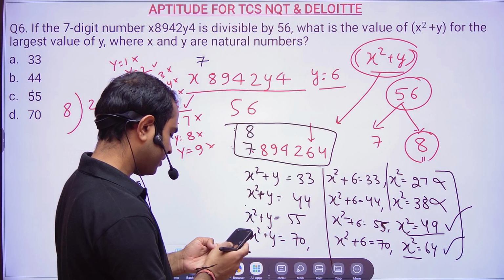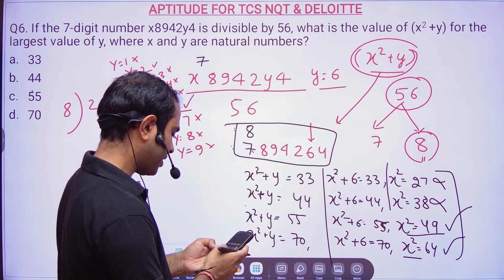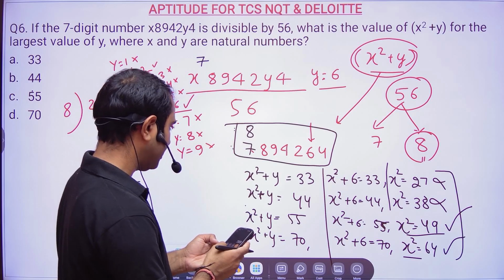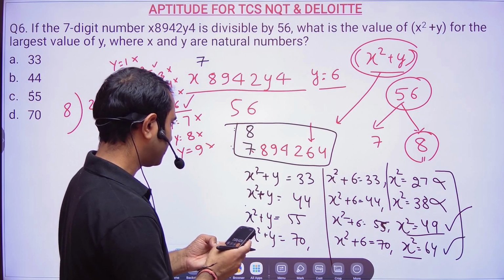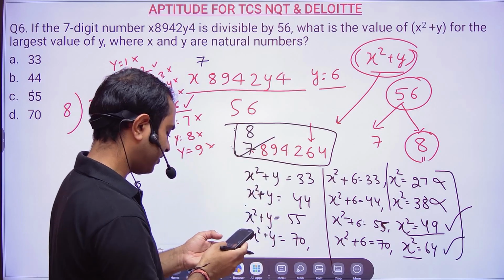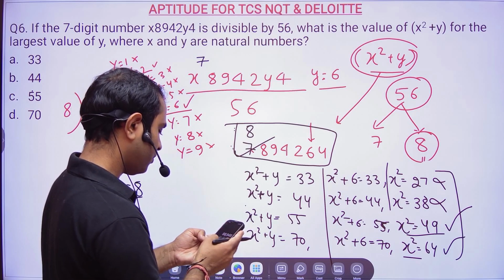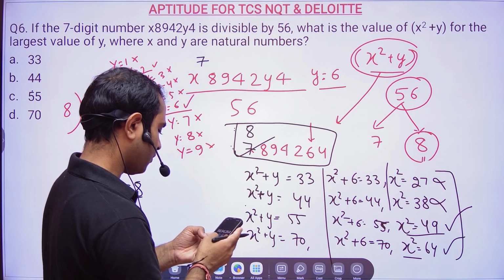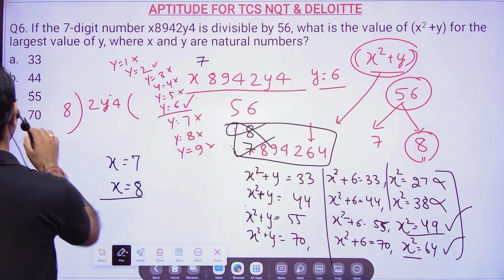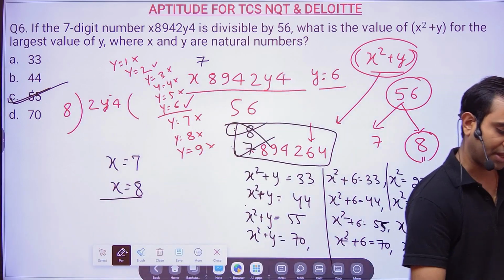So 7, let me check, 7 8 9 4 2 6 4 divided by 7. Yes, it is divisible. Okay, now let us try with 8. So 8 8 9 4 2 6 4 divided by 7. It is not divisible. Okay, so the answer will be option C. Option C will become the correct answer for this particular problem.